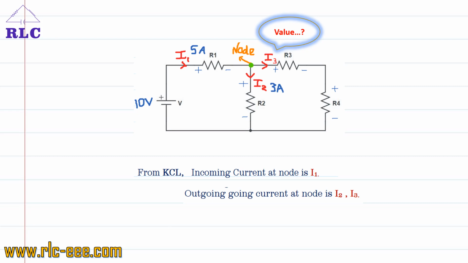Outgoing currents are represented as negative, right? So it can be written as positive I1 minus I2 minus I3 is equal to 0. If we rearrange, I1 is equal to I2 plus I3. Substituting the values, 5 is equal to 3 plus I3. We get the I3 value as 2 amps, that is 5 minus 3 is 2 amps.